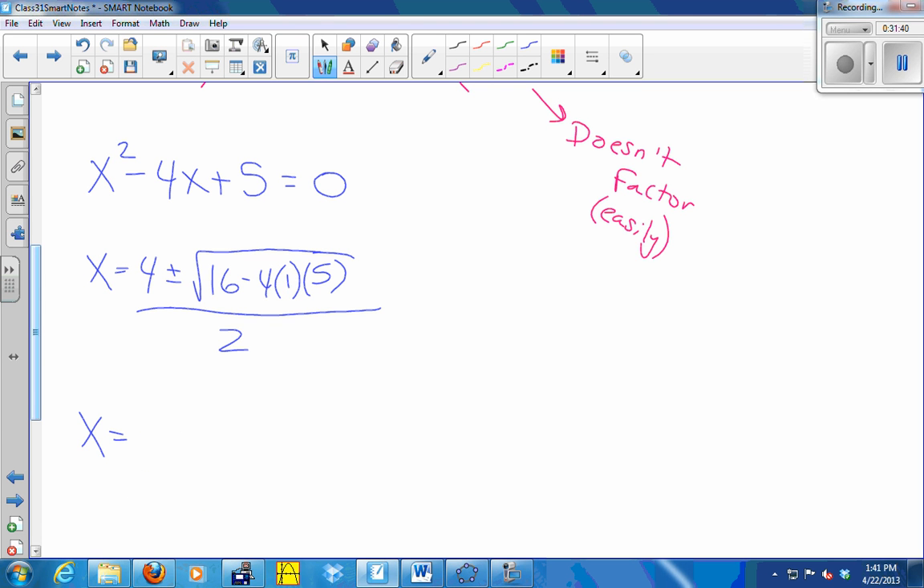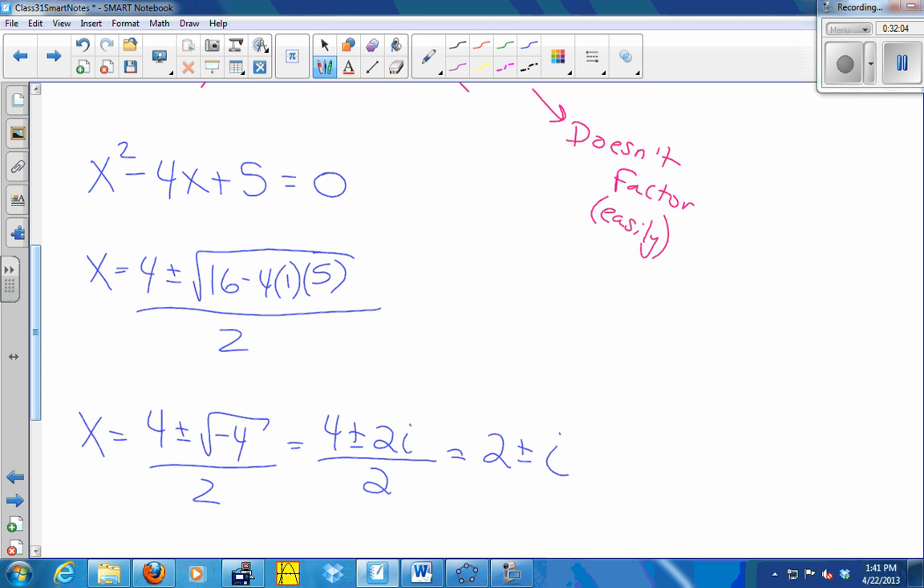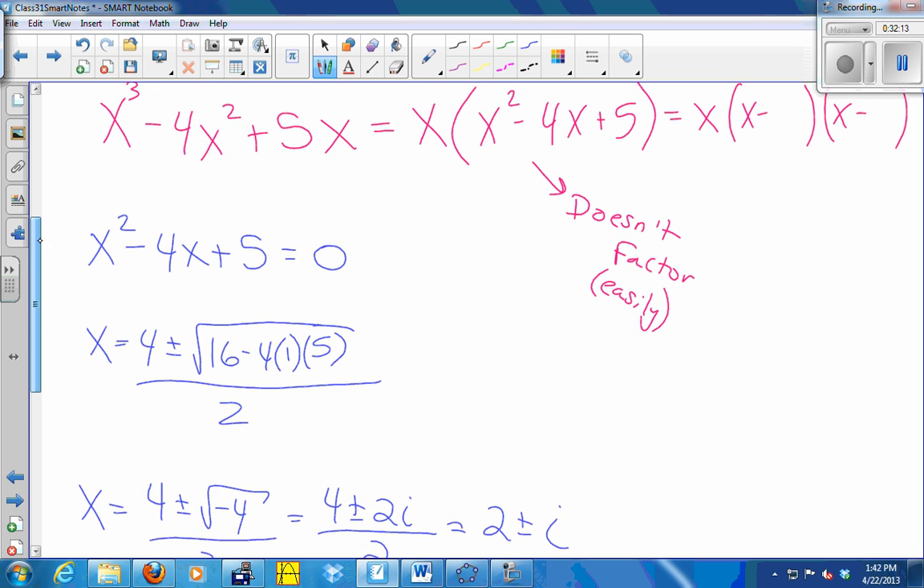So now I have 16 minus 20, right, which is negative 4. And what's the square root of negative 4? 2i. So we have 4 plus or minus 2i over 2. Divide the 2 into both pieces, and you get 2 plus or minus i. Those are my other two zeros, which once I have them, I can get my other two factors. 2 plus i and 2 minus i.